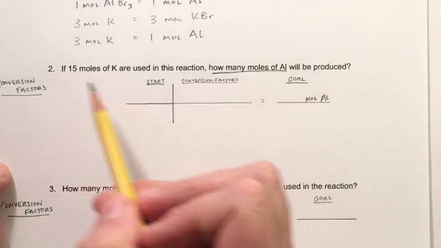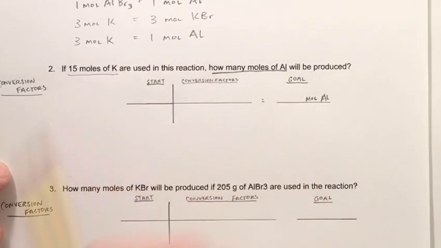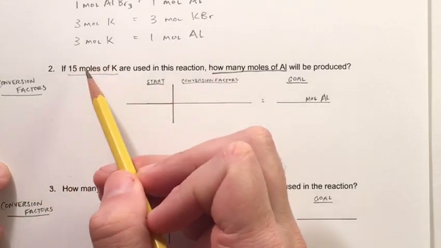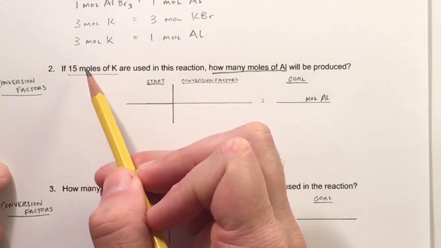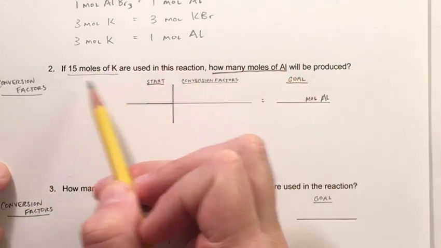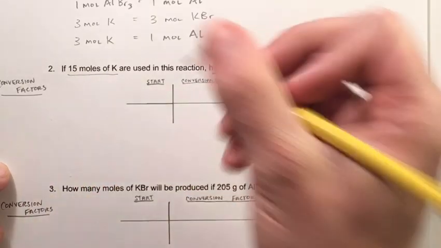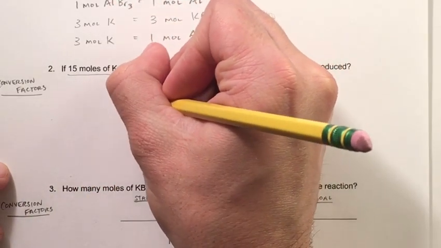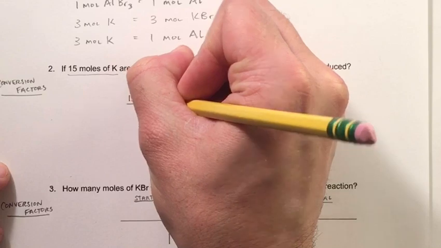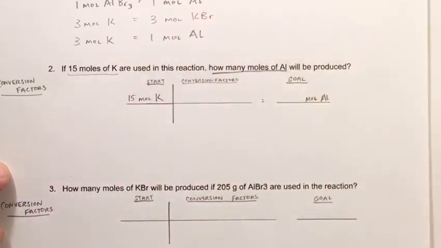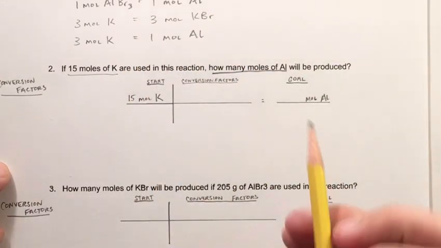What am I starting with here? What do I have to begin with? 15 moles of potassium. That's what's going to be used in this reaction, and it wants to know how many moles of aluminum will be produced from this amount of potassium. So I fill that in for my start. 15 moles of potassium.